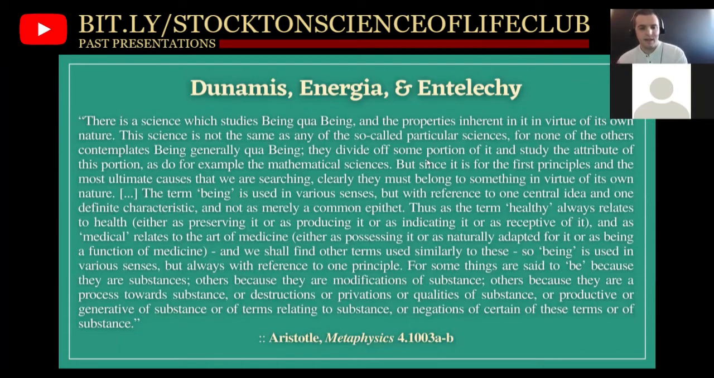This is a quote from Aristotle's Metaphysics. There is a science which studies being qua being and the properties inherent in it, in virtue of its nature. This science is not the same as any of the so-called particular sciences, for none of the others contemplates being generally qua being. They divide off some portion of it and study the attribute of this portion, as do, for example, the mathematical sciences. But since it is for the first principles and the most ultimate causes that we are searching, clearly they must belong to something in virtue of its own nature. The term being is used in various senses, but with reference to one central idea and one definite characteristic, and not as merely a common epithet.